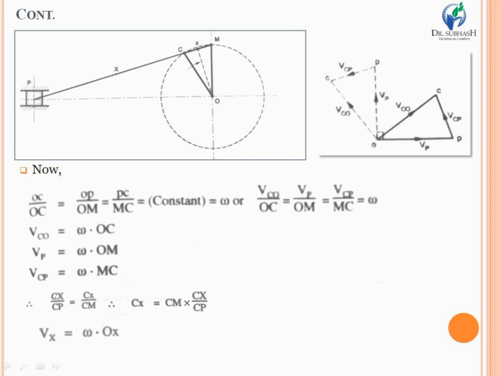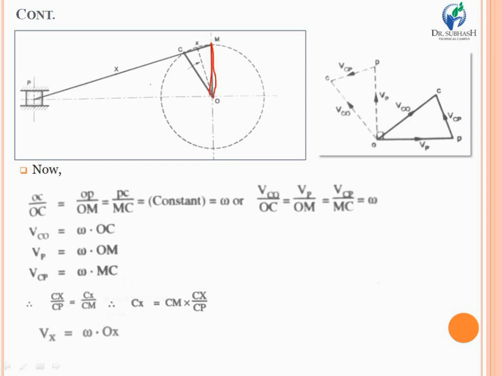Now in order to draw Klein's velocity diagram, you just have to follow a few steps. Number 1, first draw the configuration diagram of the slider crank, or the IC engine mechanism. Secondly, draw a line through point O perpendicular to the line of stroke OP. You have to draw a line from the point O which should be perpendicular to the line of stroke.